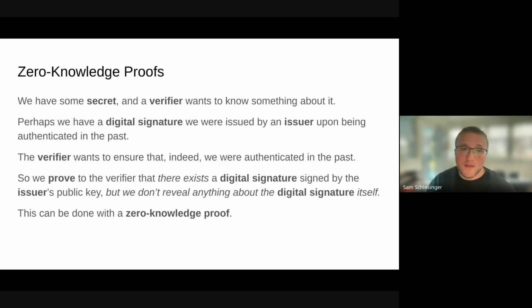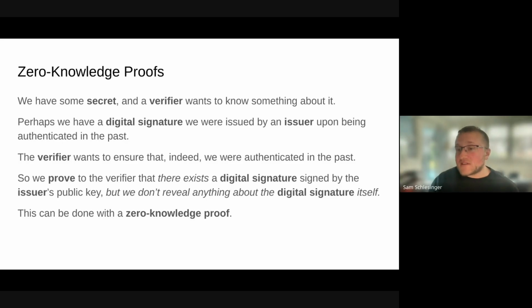So zero-knowledge proofs involve a secret, some data that you have in your local storage that you're never going to reveal to anybody, and a verifier that wants to know something about that secret. And we are the prover in particular. For instance, we can have a digital signature that we were issued by some issuer upon being authenticated in the past. The verifier wants to ensure that indeed we were authenticated in the past, in particular that we possess a digital signature. And so we prove to the verifier that there exists such a signature signed by the issuer's public key without revealing anything about the digital signature itself.